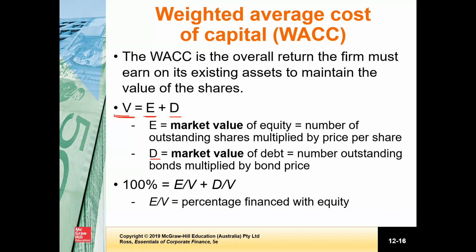Now look, as we have debt and equity in the total capital structure, we can calculate the proportion of debt and equity as this. So you see the proportion of equity should be the value of equity divided by total value, and the proportion of debt should be the value of debt divided by the total value. So this will give us the percentage financed by equity and the percentage financed by debt.